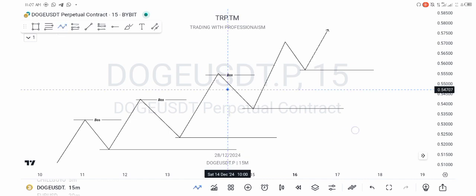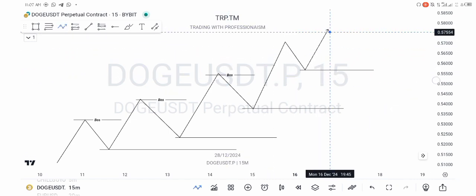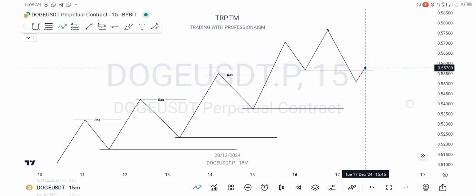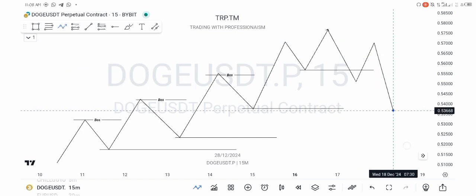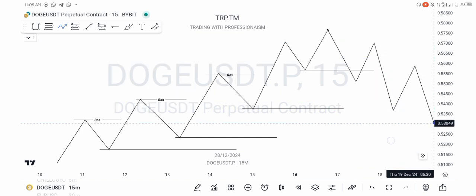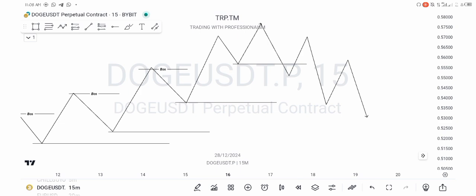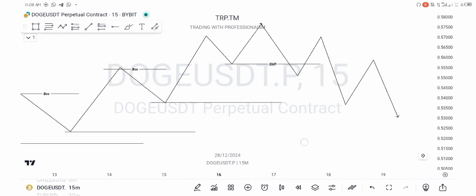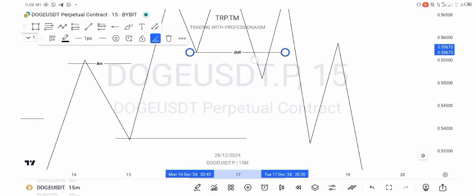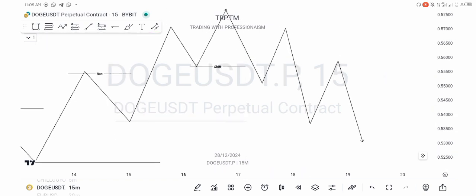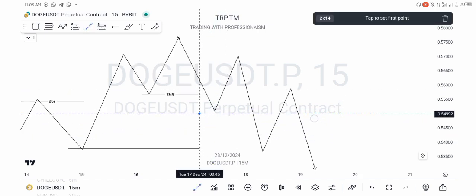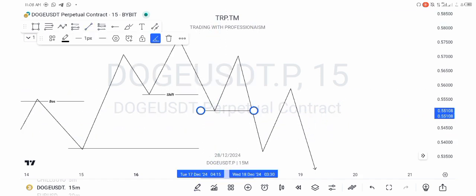So now what is a change of character? A change of character is simply the break of a previous high or low, depending. So in an uptrend, this is what is called a change of character or a shift in market structure. I usually tell my students a shift in market structure. Then subsequent breaks are break of structures. So this now is a break of structure.